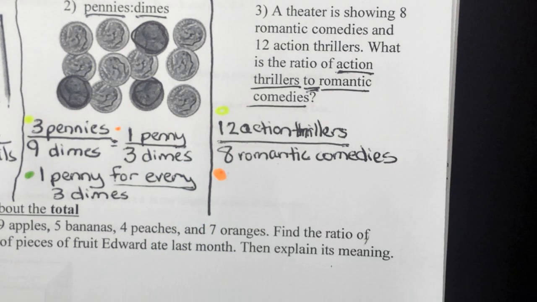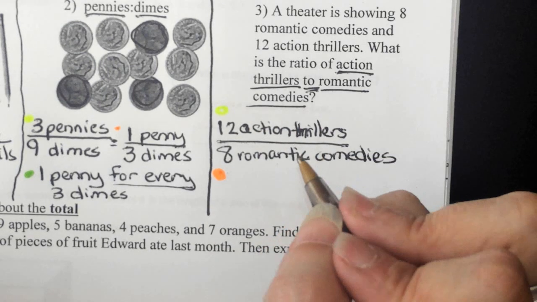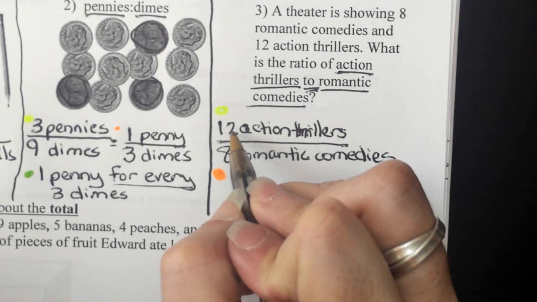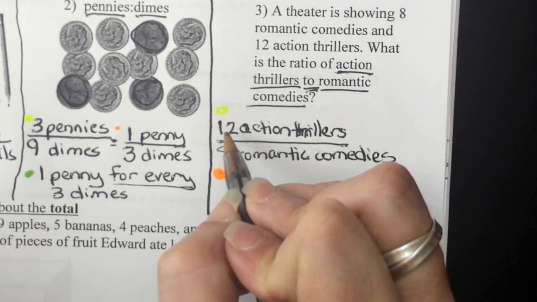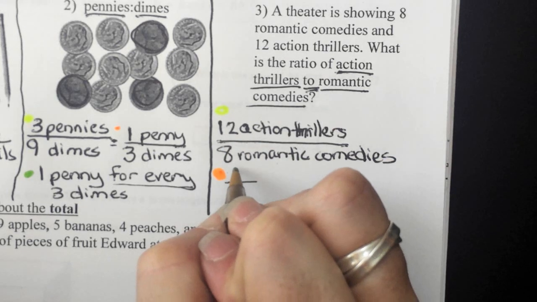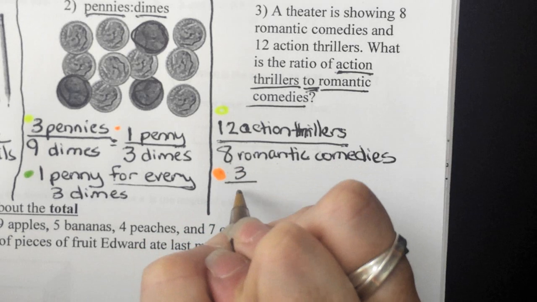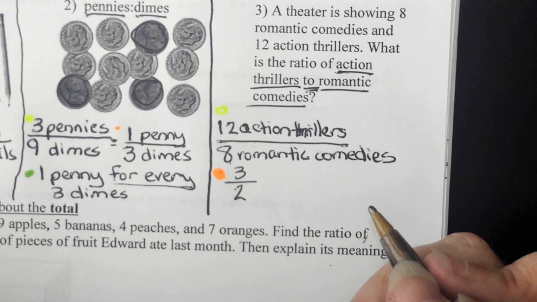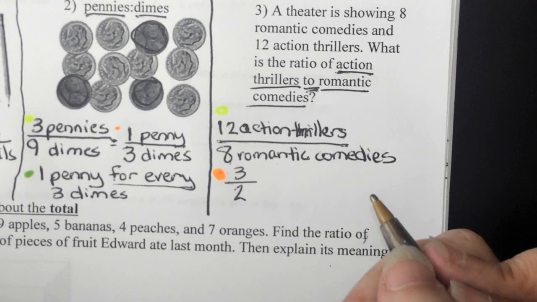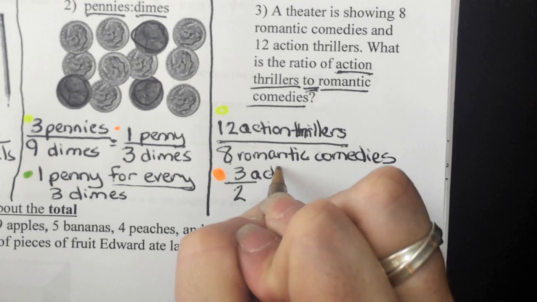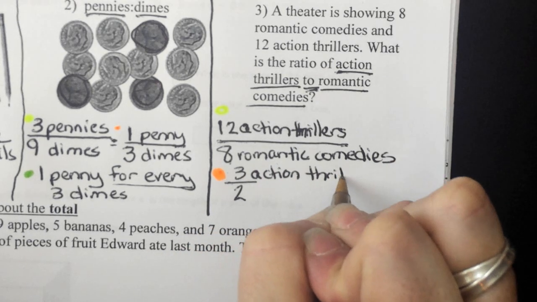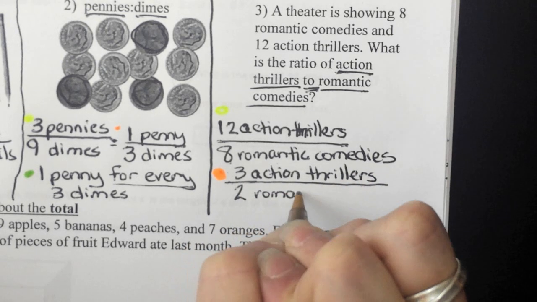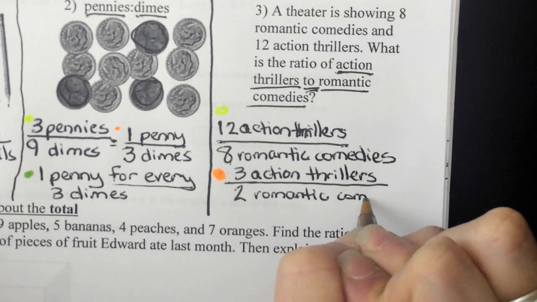Full words. Now, what does 12 and 8 simplify to? Or by? 4 would be the best. 3 and 2. Meaning 4 goes into 12 how many times? 3. 4 goes into 8. 2. If you simplify the top and the bottom by 4, it's just going to be the fastest answer. So, 3 action thrillers to 2 romantic comedies.